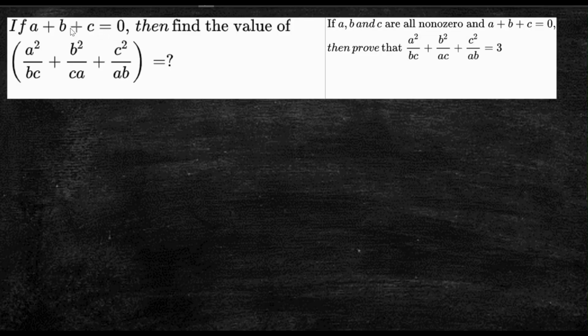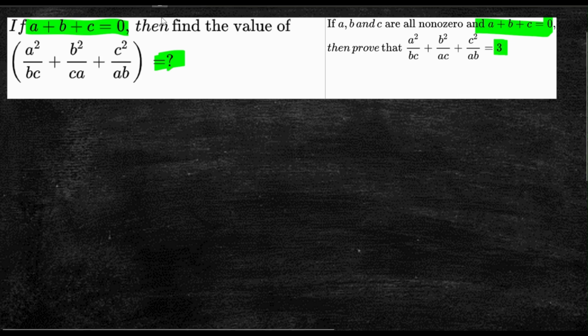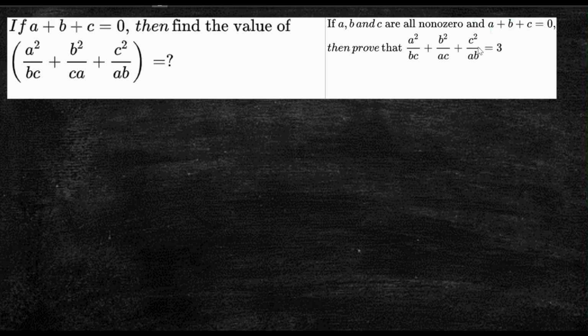Now more questions based on this identity that if a plus b plus c is 0, a cube plus b cube plus c cube equals 3abc. Now you can see that both questions have the same information given over here. The only difference is that in the first part we have to find the value of this expression, and in the other part we have to prove. So they are in fact the same.